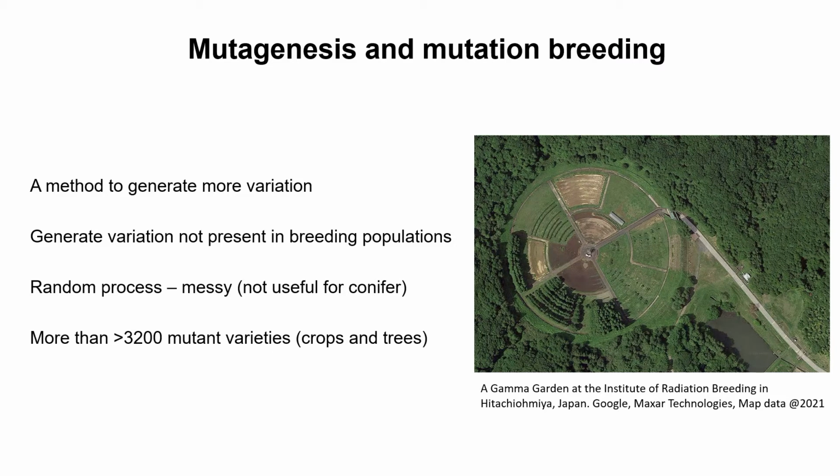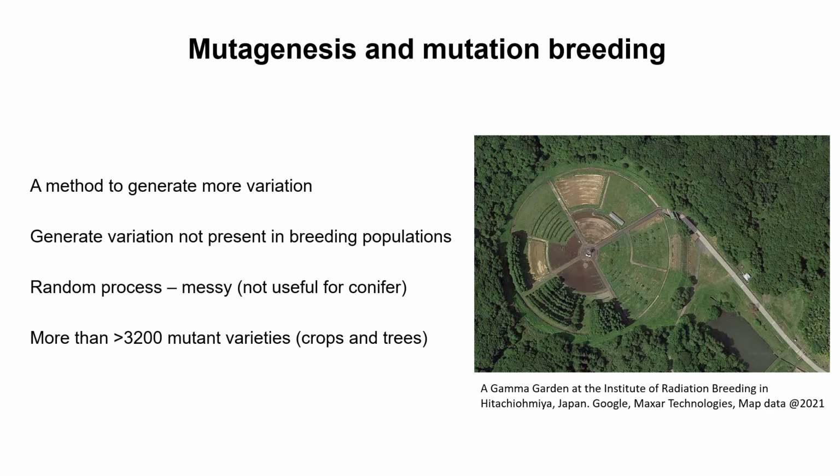But the problem with mutagenesis breeding is that it's a random process. Mutations are generated at random right across the genome. And so you have to mutagenize a very large population and screen it to find interesting mutations. Even if you find one, the chances are that this mutation will be accompanied by undesirable mutations in the genome. So you have to do a lot of crosses in order to sort out what you want from what you don't want.